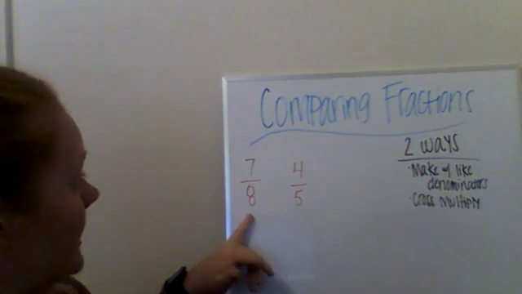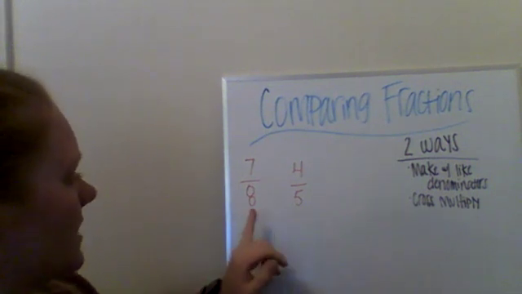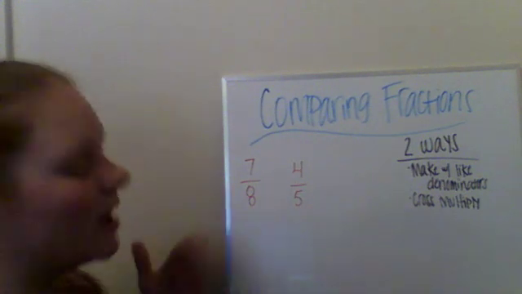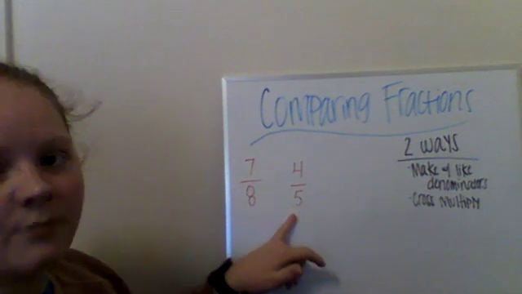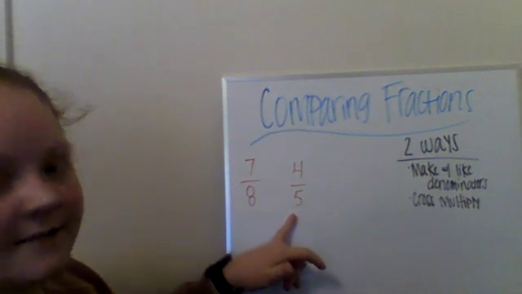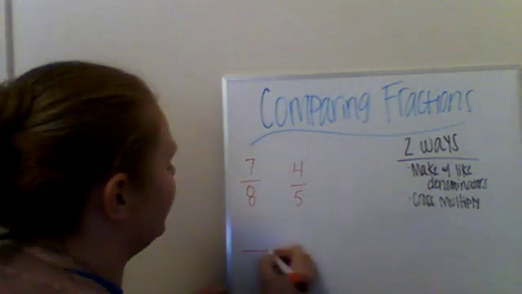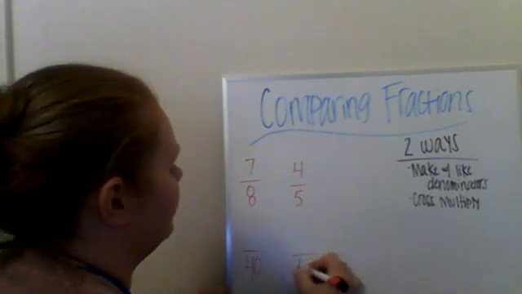Because looking at 8 and 5, I know 8 is not a multiple of 5, and 5 is not a multiple of 8. So I need to find the common multiple of both of these. So when I look at 8 and 5, the first multiple that comes across in my head is 40, because 8 times 5 is 40. So I'm going to have both of these fractions with like denominators of 40.